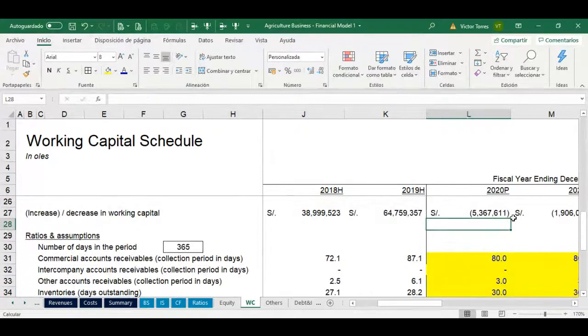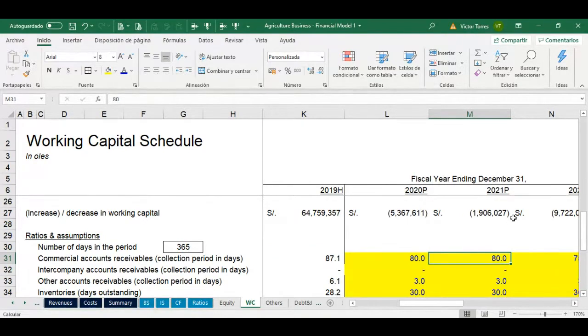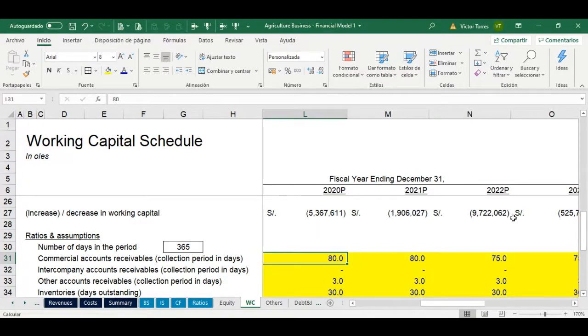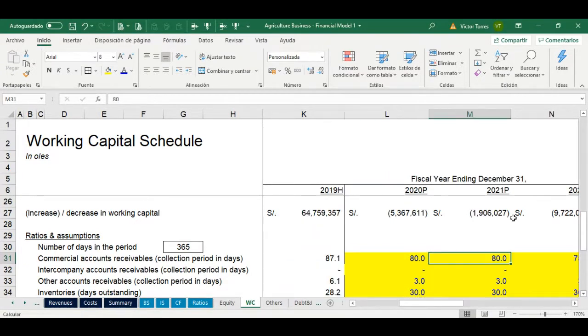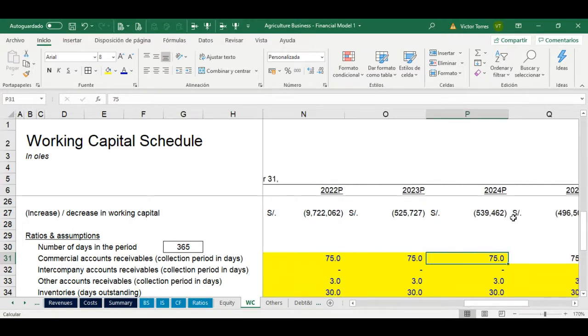So from now, the accounts receivable line, right, we assume that the company was going to be capable of taking control of how much money they collect from customers, and it decreases from 87 to 80 days of accounts receivable and then to 75, right? That was the idea that we have here.